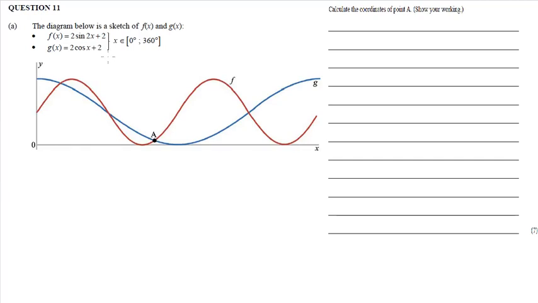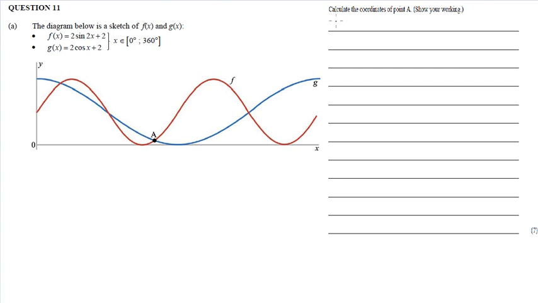Question 11a. The diagram below is a sketch of f of x and g of x on the interval from 0 to 360 degrees. So f of x is defined as 2 sine 2x plus 2 and g of x is 2 cos x plus 2, and we need to find the coordinates of point A, which is basically the point of intersection of the two graphs.